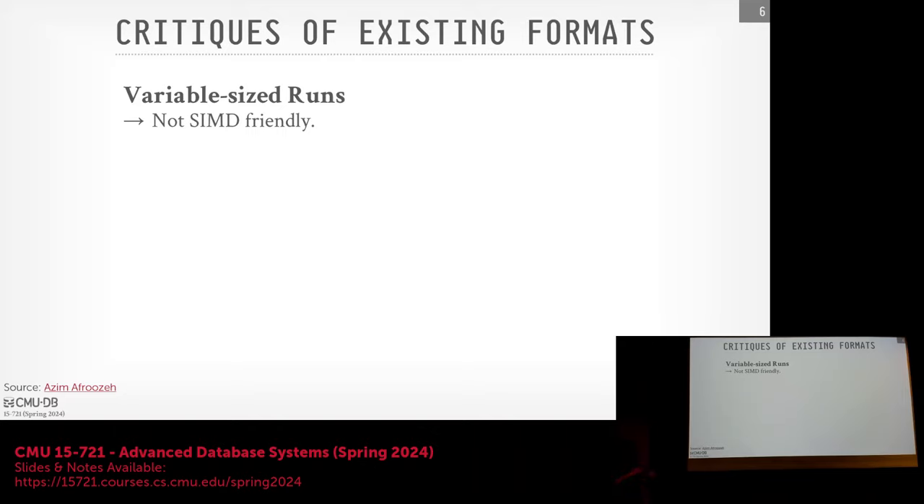The first is that Parquet and Orc are going to generate variable-size runs. They make decisions about how to encode different things at different parts within a column chunk, and that means as you're scanning along trying to decode it to find the data you're looking for, you have to have conditionals to figure out whether your data is this way or that way, and sometimes it might be a certain size versus another size. Well, that's bad for SIMD.